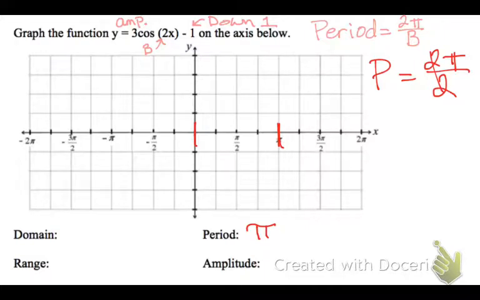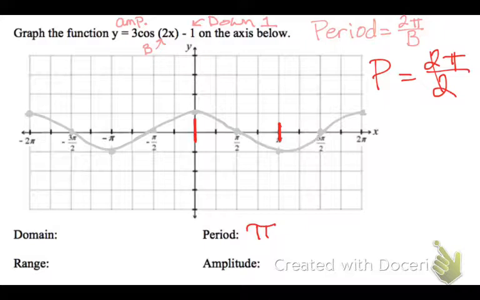Now, typically, in a traditional graph, the cosine function would look like this. What we want to do is squish it so that an entire period happens, a hill valley happens between 0 and pi.